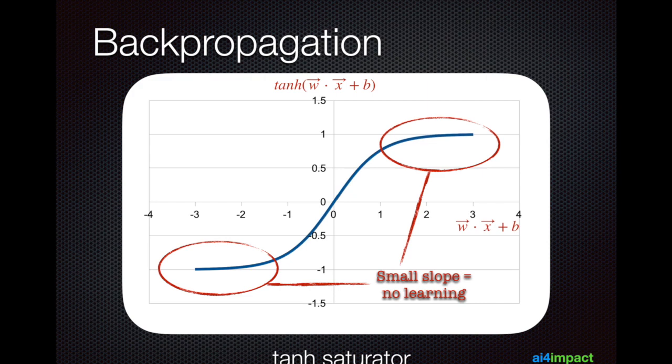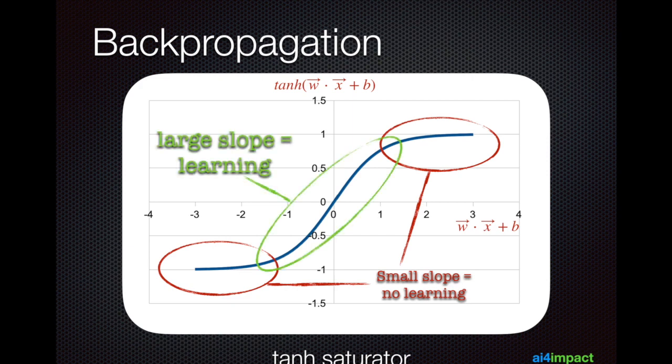Then the ends of the saturator have a very small slope, and therefore, because the learning is proportional to the slope of the saturator, a small slope simply means that very little learning occurs. On the other hand, if the values of the inner product fall within the central part of the tanh, then because the slope is much larger, most of the learning will occur here.